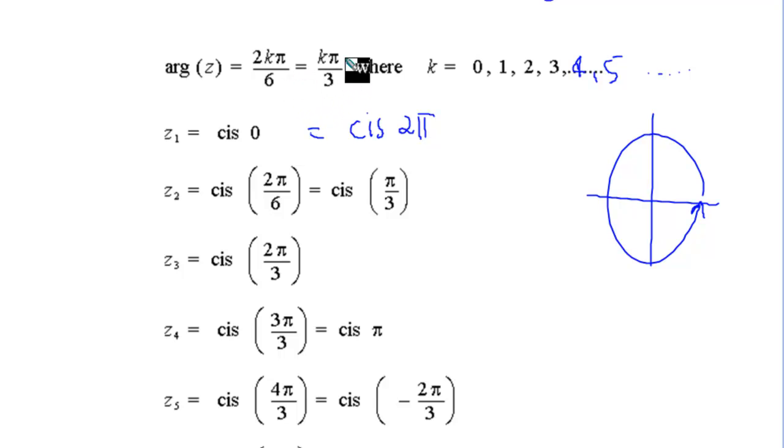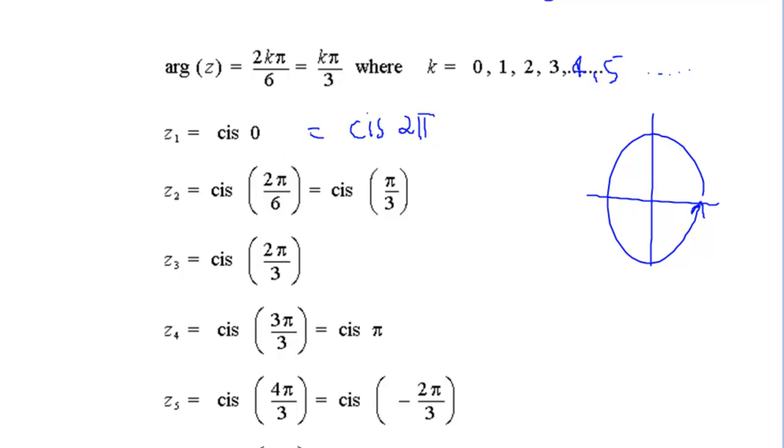So it means that roots are going to be equally spaced at k pi on 3, because the 2 and the 6 cancel. We substitute 6 values in because we're going to get 6 roots. So when we get 0, we get cis of 0 or cis of 2 pi. Either way, it's the same position. Put in 1, we get cis of 2 pi on 6, which is pi on 3. Cis of 2 pi on 3 for the third one. Cis of pi.